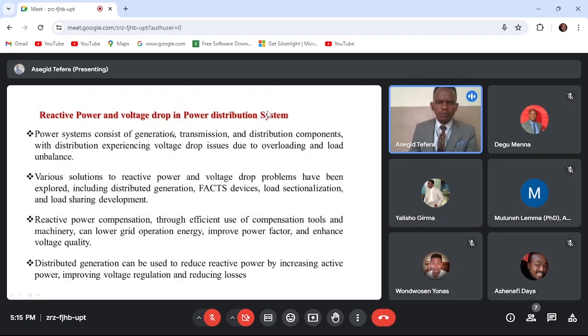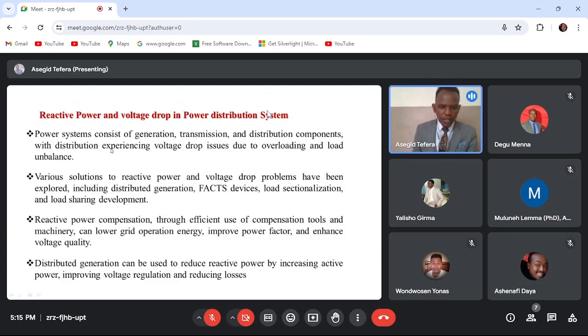So, reactive power and voltage drop in the distribution systems. A power system consists of generation, transmission, and distribution components, with the distribution experiencing voltage drop issues due to overloading and load unbalance. Various solutions to the reactive power and voltage drop problem have been explored, including distributed generation, FACTS devices, and load synchronization and load sharing development.